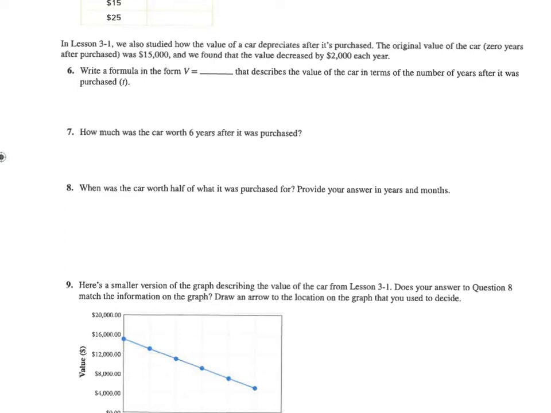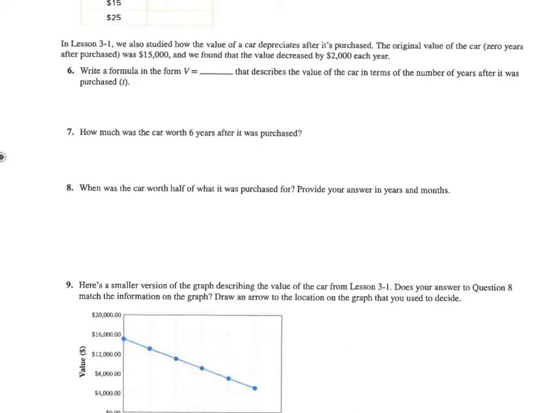Okay, let's continue on with our skills that we've acquired in Lesson 3.3. Okay, in Lesson 3.1, we also studied how the value of a car depreciates after it's purchased. The original value of the car, 0 years after it was purchased, was $15,000, so that is a starting point. And we found that the value decreased, so it's going down, by $2,000 each year.